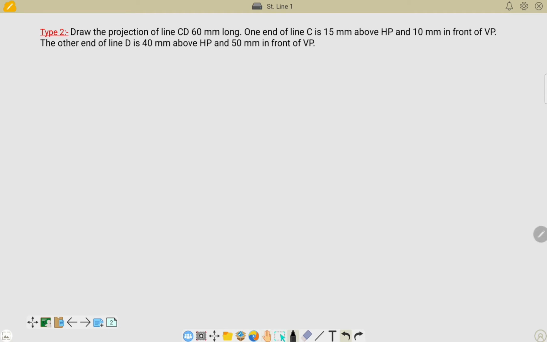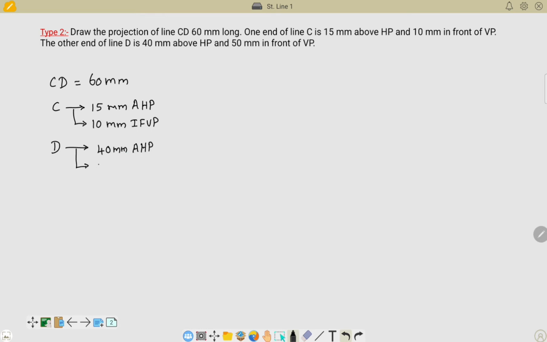So as you know, for any kind of line problem, there should be 5 given data, right? The first data is the length of CD, given as 60 millimeters, and the end of the line C is 15 mm above the horizontal plane and 10 mm in front of the vertical plane. Similarly, the point D is 40 mm above the horizontal plane and 50 mm in front of the vertical plane. So these are all the given data.